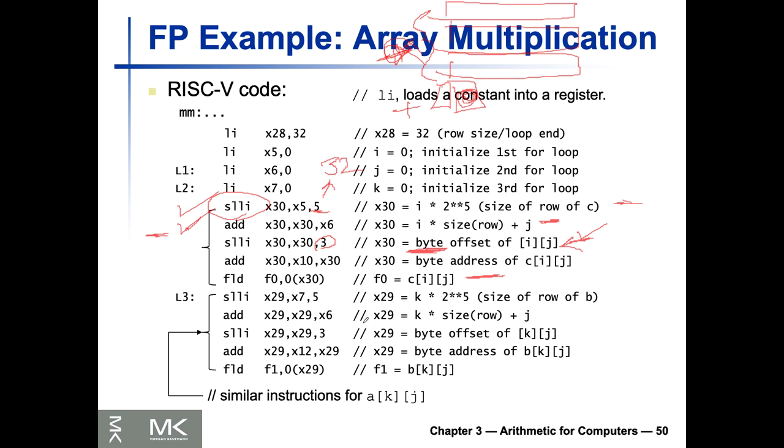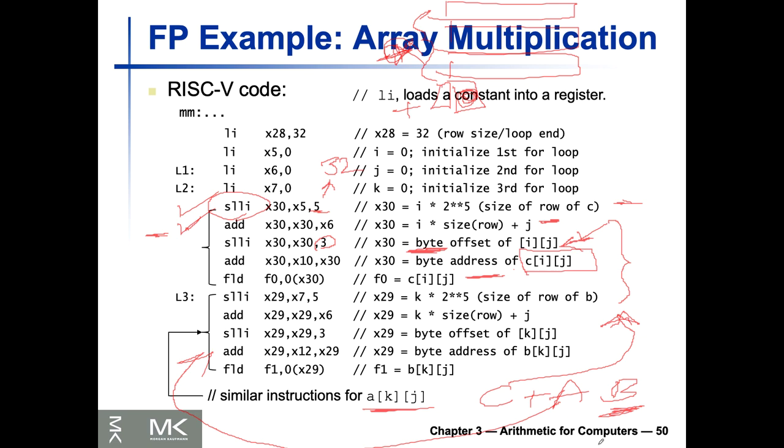Now, the next 5 are just similar instructions, just like what we did for the first one, for the C of I and J, but this will be done for A of K and J, because we wanted to do C plus A and B, and those 5s were for C, right? These 5s are for A, and in the next slide, we're gonna see what was for B. Okay. Was that clear up to now?